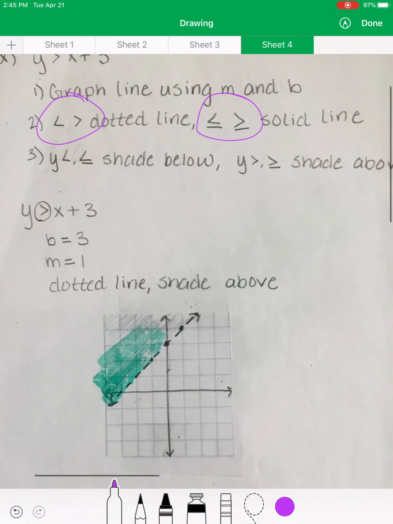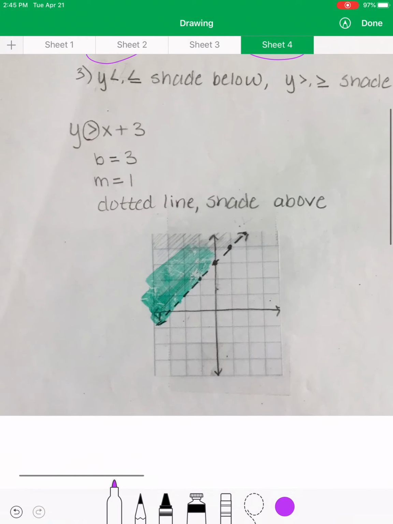If y is less than or equal to, you shade below the line. If y is greater than or equal to, you shade above the line. The shading is equivalent to us drawing an arrow on the number line as we did with our last test. That shaded portion tells you where the solution for y possibly could be found. So our first example says y is greater than x plus 3.